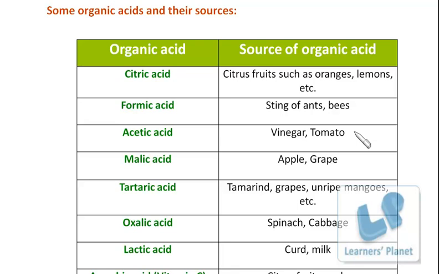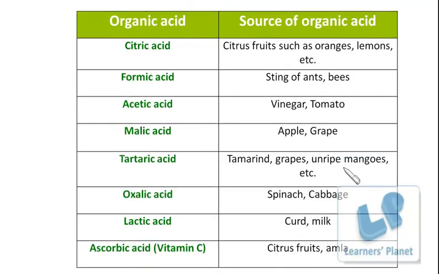Similarly, malic acid is in apples, and tartaric acid is present in tamarind, imli, as we call it. Similarly, we have oxalic acid in spinach, that is palak, and cabbage, that is patta gobi. Lactic acid is available in curd and milk, right? And ascorbic acid is available in citrus fruits, amla, and all that.